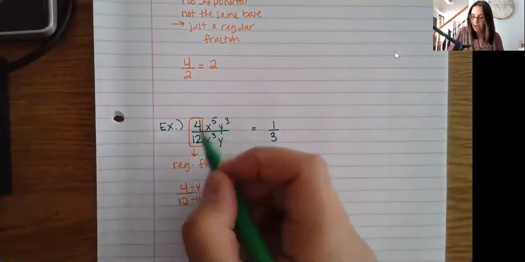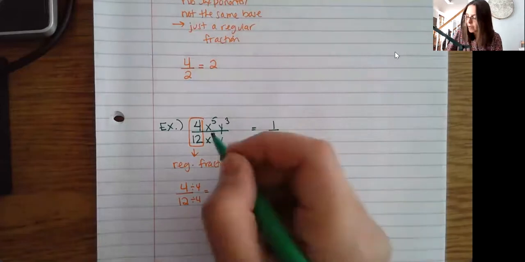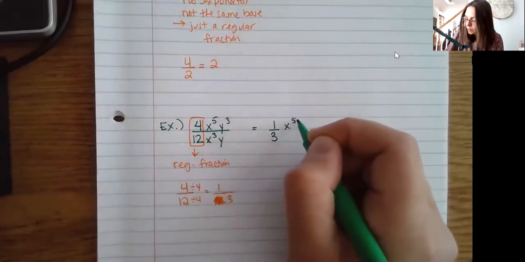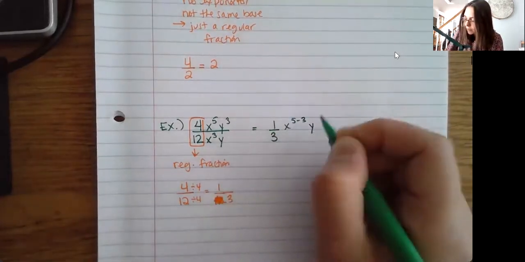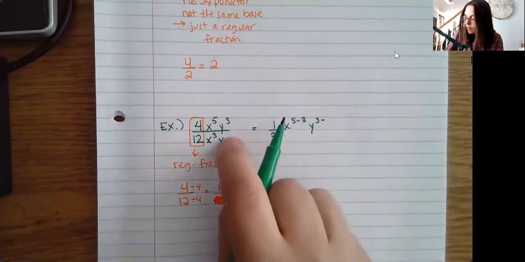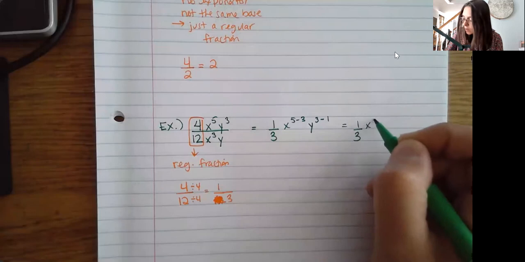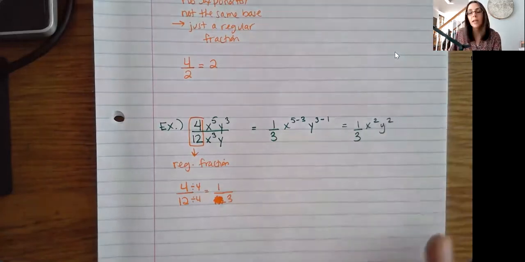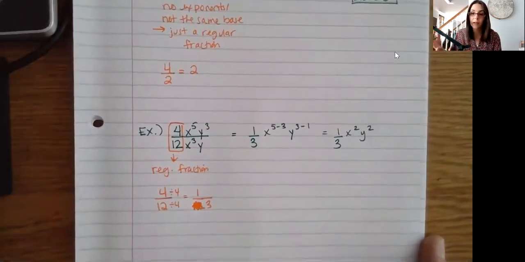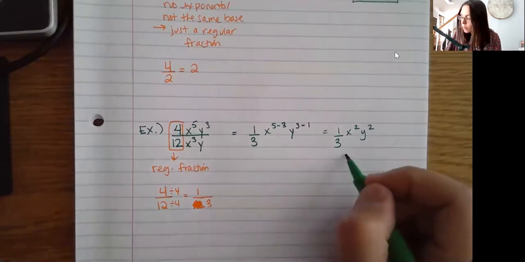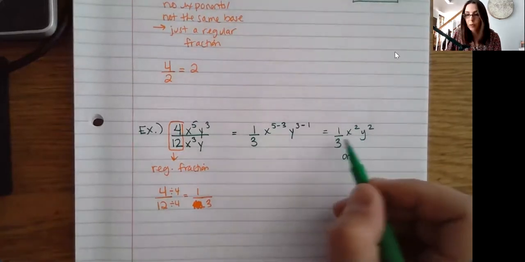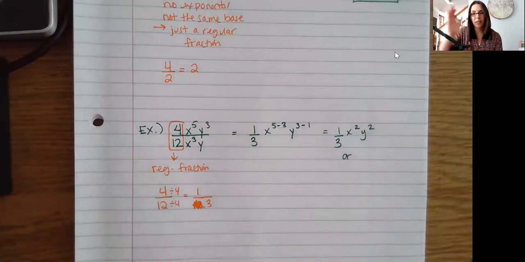And then I have the x's next. So if I look at my x's, I have 5 minus 3. And if I have my y's, I have 3 minus, and again, there'd be a 1 there. So this becomes 1/3 x squared y squared. Now, this is actually fine, so you can leave your answer like this. Or if you wanted, you could kind of multiply this through. Just be careful, fractions multiply straight across.